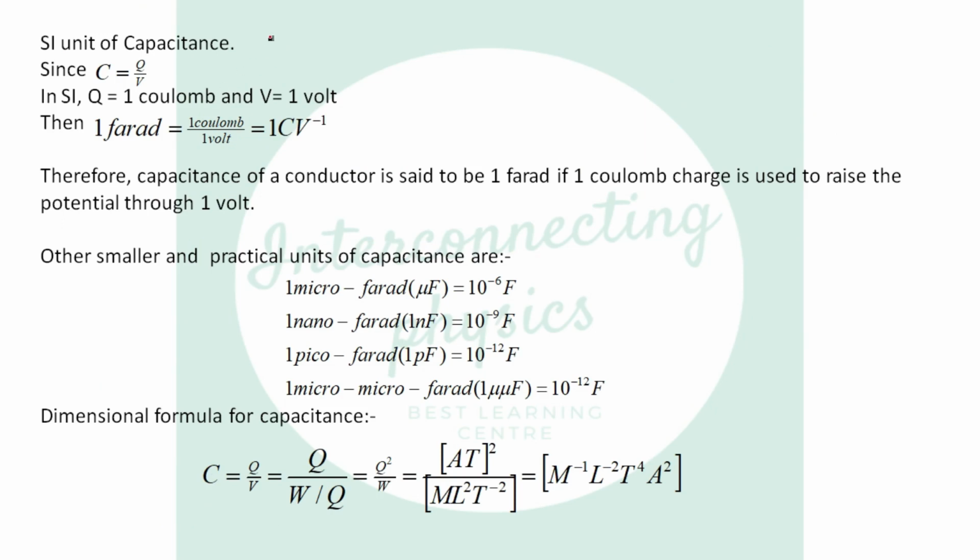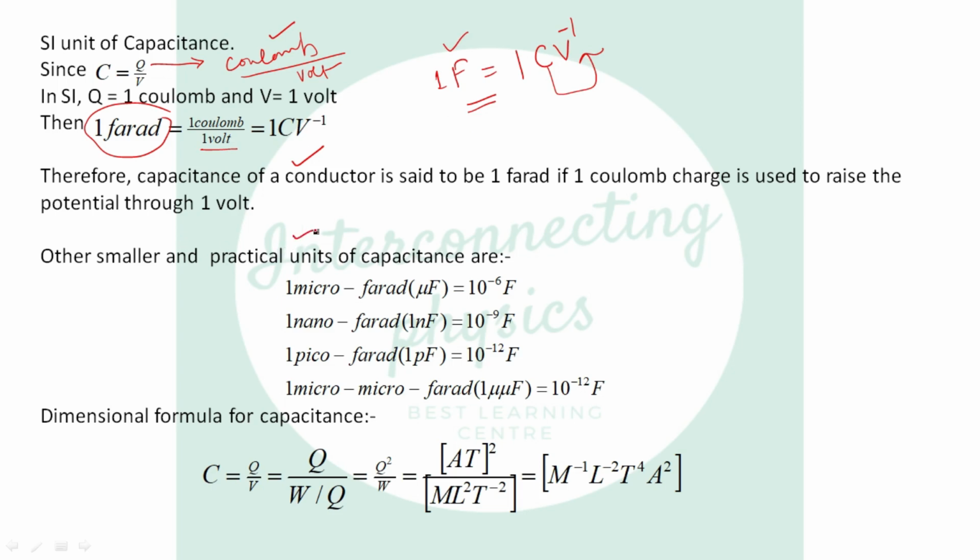Now the SI unit of capacitance. Since C equal to Q over V, and the SI unit of Q is coulomb and the SI unit of potential is volt, what is the unit of capacitance? That is 1 coulomb divided by 1 volt, which is called 1 farad, denoted by capital F. 1 farad equal to 1 coulomb volt inverse. So capacitance of a conductor is said to be 1 farad if 1 coulomb charge is required to raise the potential through 1 volt. And there are other smaller and practical units, which are not SI units.